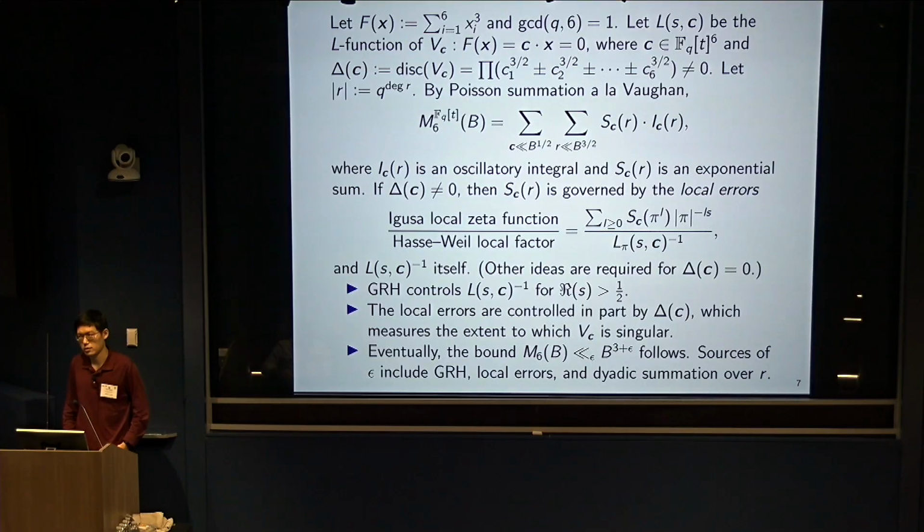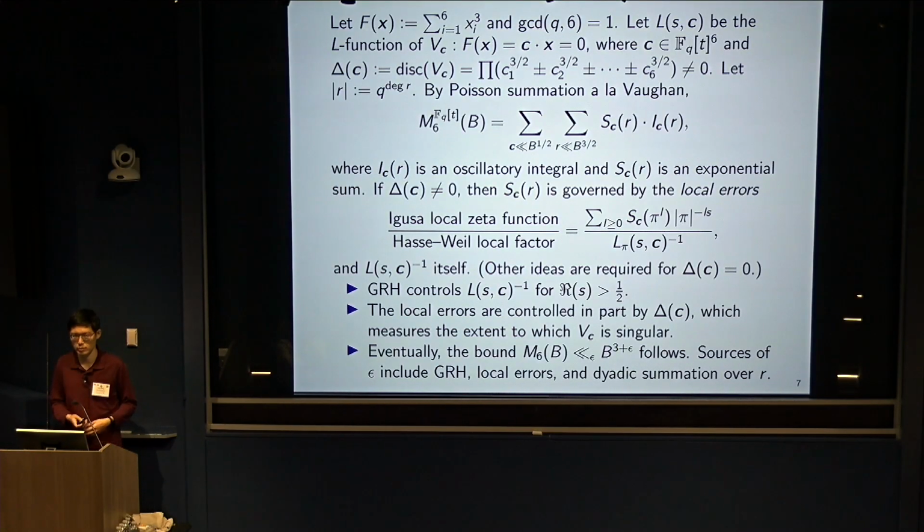So as I said, you can use GRH to control the L function, or 1 over the L function. And we also have to handle the difference between the Artin-Mazur thing and the Hasse-Weil thing. That's some geometry that's controlled by this discriminant, delta C, which measures how singular things are, essentially. And eventually, once you work out all the different contributions and balance them out, you get a near optimal bound of 3 plus epsilon.